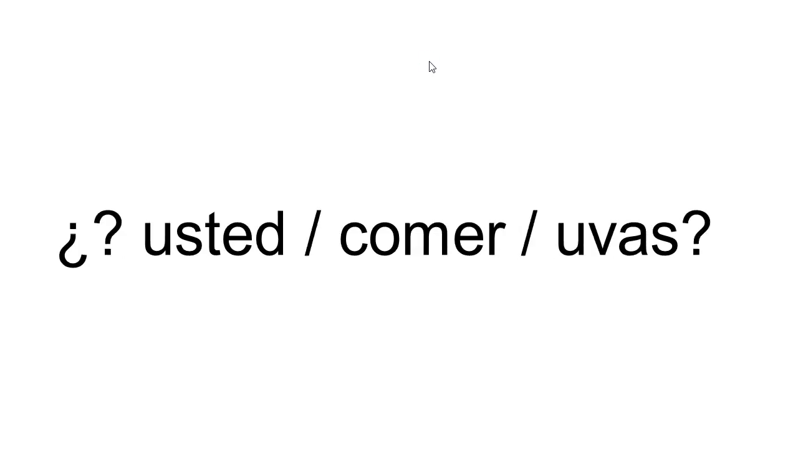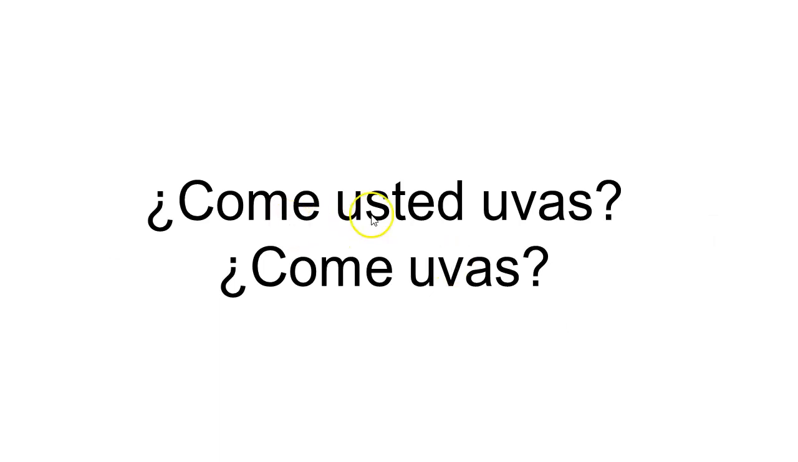How would you ask someone, do you eat grapes or are you eating grapes? Grapes are uvas. ¿Cómo se dice? ¿Come usted uvas? Remember, in a question, normally we invert the subject and the conjugated verb form. So the conjugated form comes first, then the subject pronoun. So literally, eat you grapes, which means do you eat grapes or are you eating grapes?